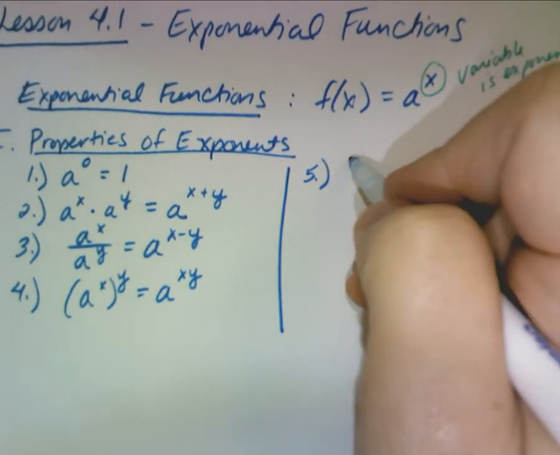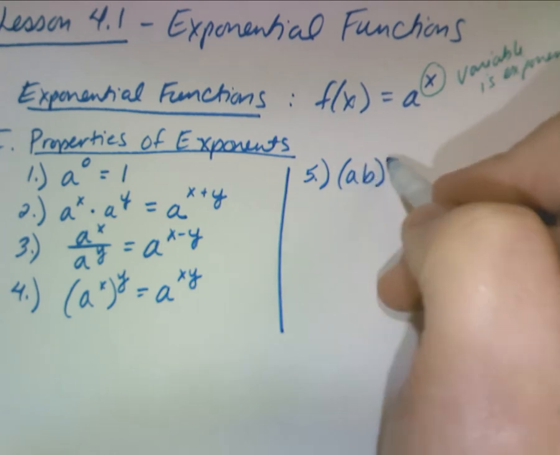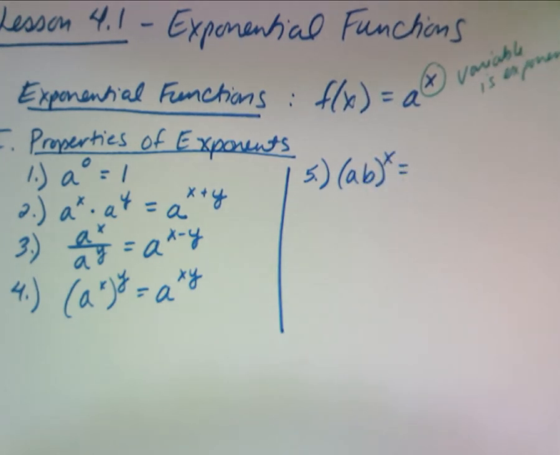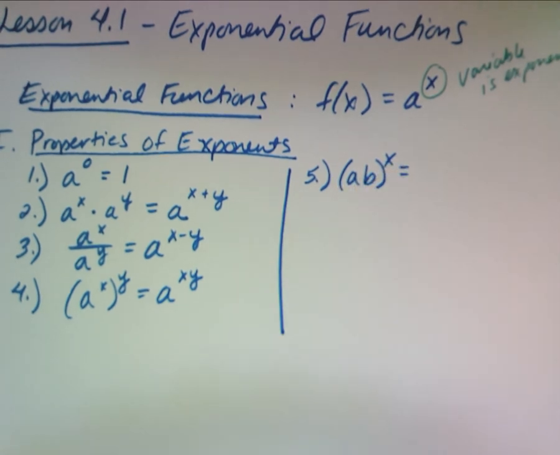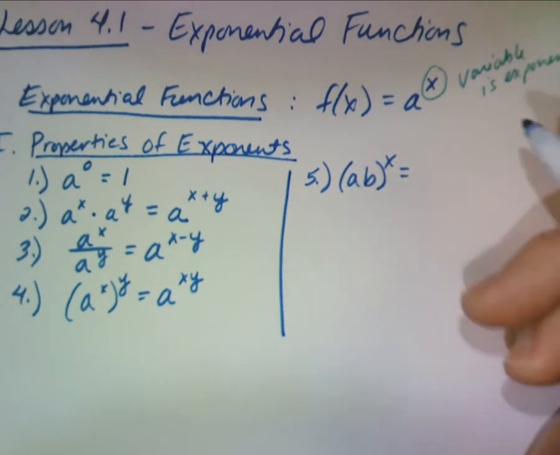Okay, but we're actually on property number 5. I just couldn't see it. What do I do if I'm multiplying two different bases, but I raise them both to the same power? What do I do with that power? What am I allowed to do? I'm allowed to put it on each of them.